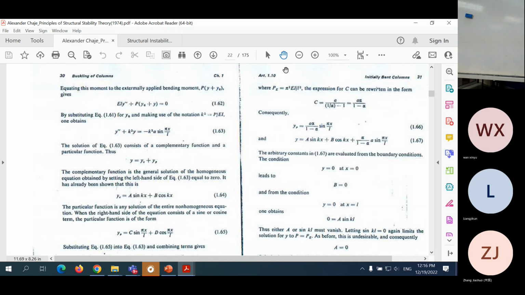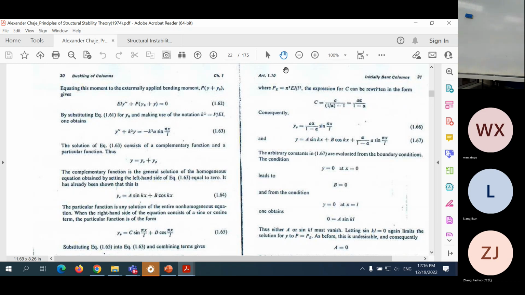If A is equal to 0, what happened? Then if sin KL is equal to 0, what happened? Which one should we use? So this is the explanation there. And finally, we come up to the conclusion that A cannot be 0. Okay. Here you get to the conclusion that either A or sin KL must be 0.